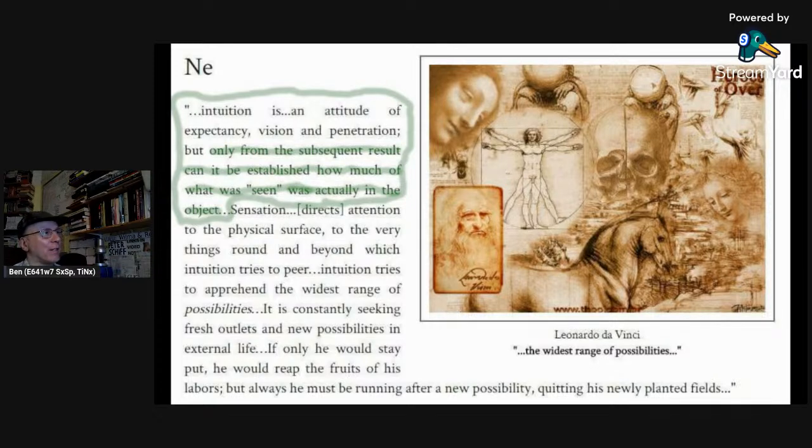And it can also lead to that sort of dilettantish attitude, as Jung goes on to say here. It is constantly seeking fresh outlets and new possibilities in external life. And then this is where it sounds like a dilettante. If only he would stay put, he would reap the fruits of his labors, but always he must be running after new possibility, quitting his newly planted fields.